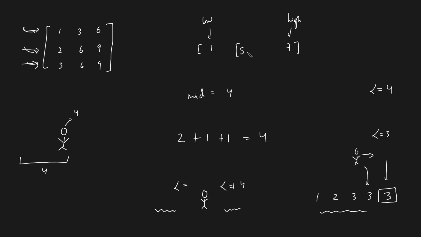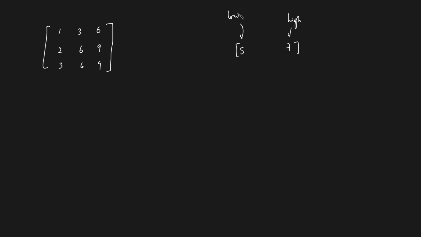So my search space will reduce to 5 to 7, correct? If my search space is 5 to 7, what will be the middle? The middle will be 6. So again, try to find out how many are lesser than 6. So go to the first row.